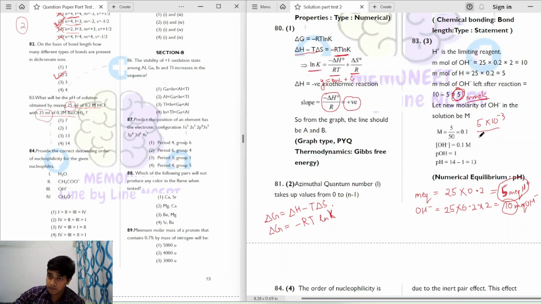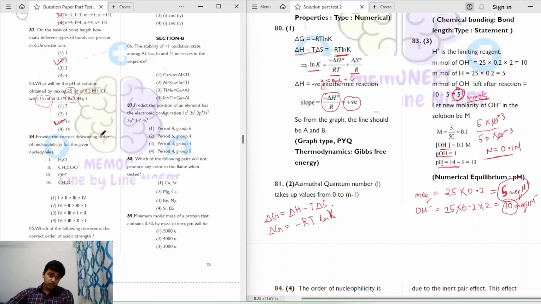So 50, and to convert it into liters, you have to multiply it by 10 raised to the power minus 3. So this cancels out. We get the molarity of the solution as 0.1 molar. So this is the concentration of OH minus ions. The pOH will be 1, and that gives us the pH as 13. So the pH of the final solution is 13, which is option 3.